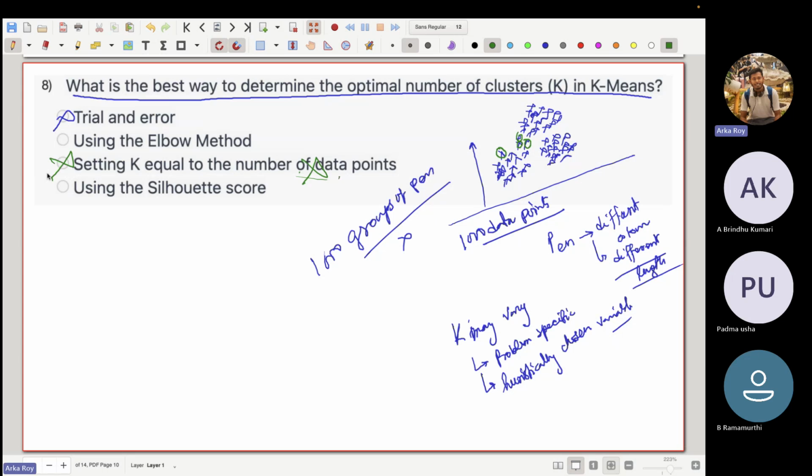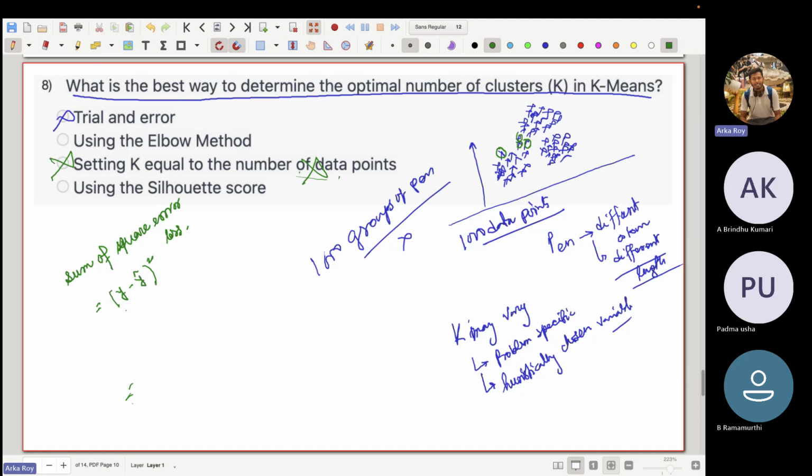So, the elbow method. I don't know whether the elbow method has been taught in the class or not, because I don't think so, because the elbow method itself needs some in-depth analysis. The elbow method is basically related to the sum of squared error loss. The sum of squared error loss is something like y minus y hat, a whole square.